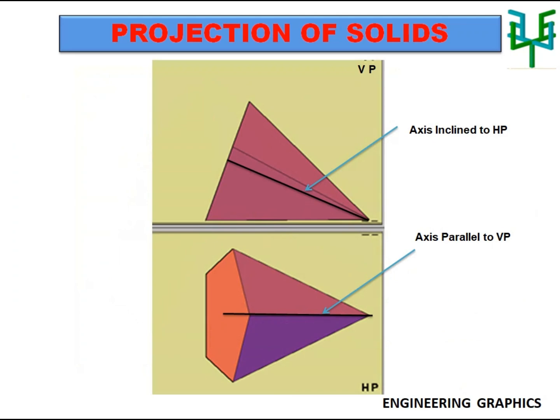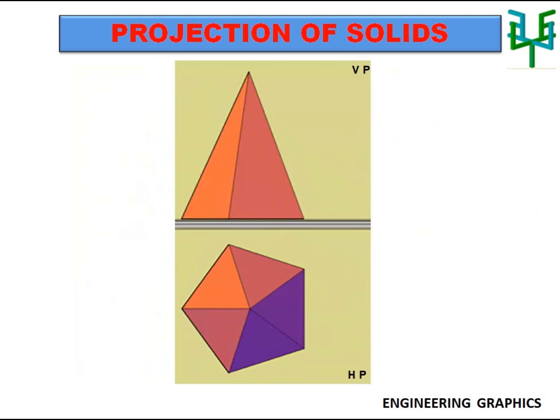Whenever the axis of a solid is inclined to one plane, we will draw the answer in two stages. The first stage of projections will be drawn by assuming the axis as perpendicular to HP. When the axis of a solid is perpendicular to HP, its base shape will be seen in the plan. For this pentagonal pyramid, the base, that is the pentagon, should be drawn in the plan.